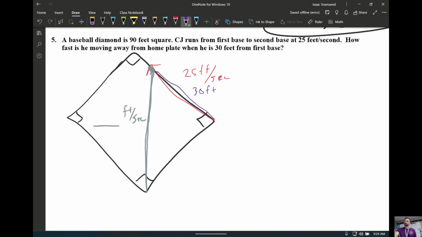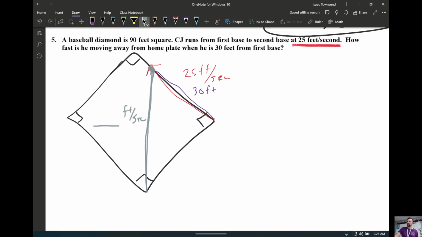Okay, baseball diamond's 90 square feet. He's running from first base to second base at 25 feet per second. We need to find out what that is in miles per hour after we do this, to see if it's very fast. Yeah. Oh no, that's not true. Never mind. I don't know, my brain doesn't work in that. It just seems fast to me.